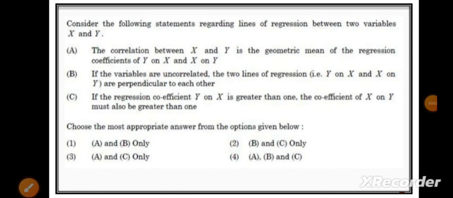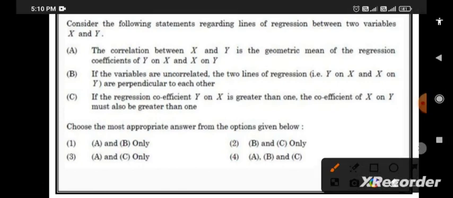Next, let's see the second question, in which we have to tell the correct statement regarding the lines of regression between two variables x and y. Statement 1 is the correlation between x and y is the geometric mean of the regression coefficient of y on x and x on y. Statement second is if the variables are uncorrelated, the two lines of regression are perpendicular to each other. Statement third is if the regression coefficient y on x is greater than 1, the coefficient of x on y must also be greater than 1.